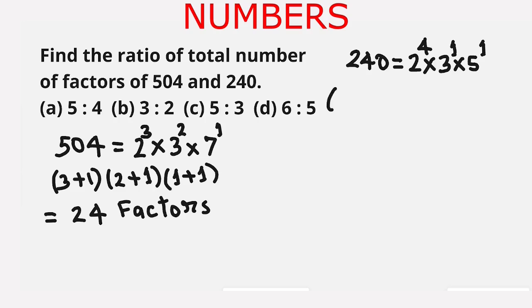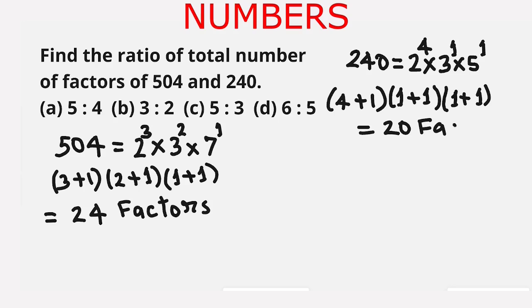2 has power 4, so we add 1 to 4, so it is 4 plus 1, and 3 has power 1, so we add 1 to 1, and 5 has power 1, so we add 1 to 1. 4 plus 1 is 5, 1 plus 1 is 2, and 1 plus 1 is 2. So 5 times 2 is 10, and 10 times 2 is 20. So 240 has 20 factors.